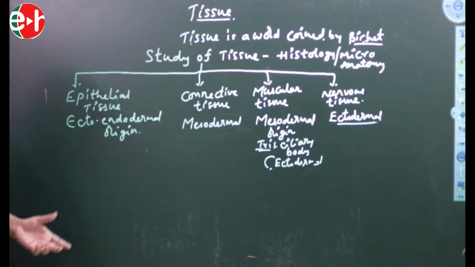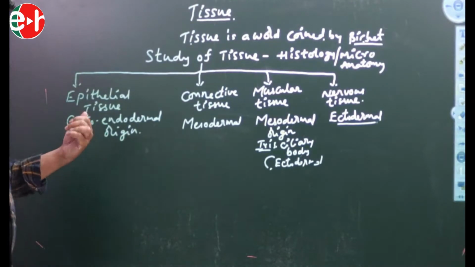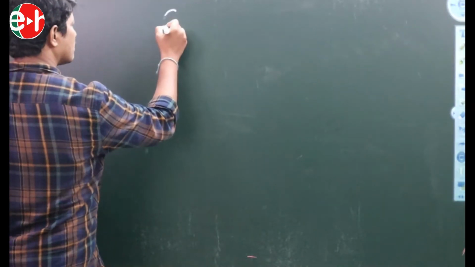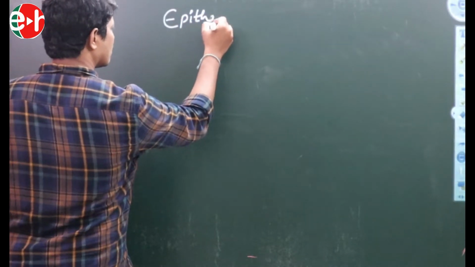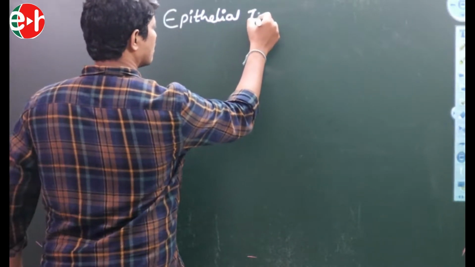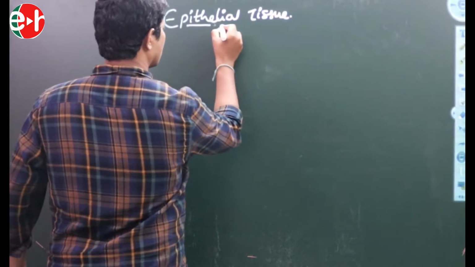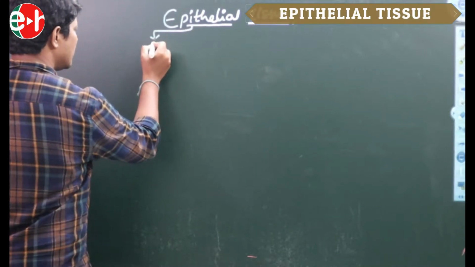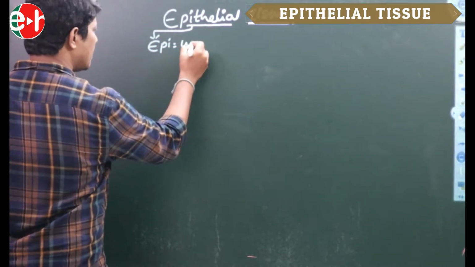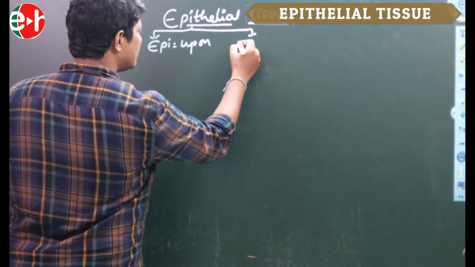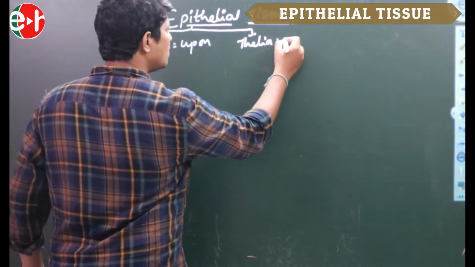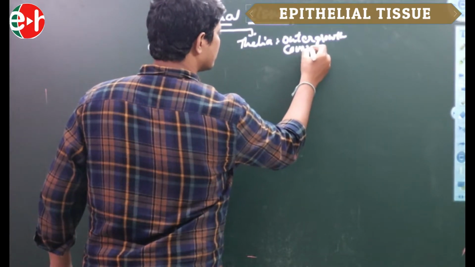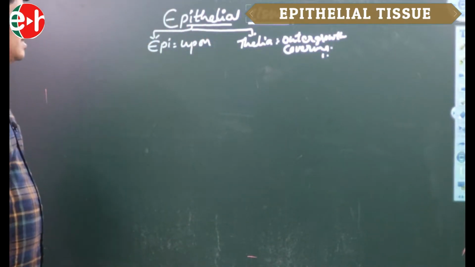Now we are going to discuss the first tissue, that is epithelial tissue. What is the epithelial tissue? The word epithelial is derived from two Greek words. First one is epi, meaning upon, and the second one is thelia, meaning outer growth, or outer covering. This is epithelial tissue.